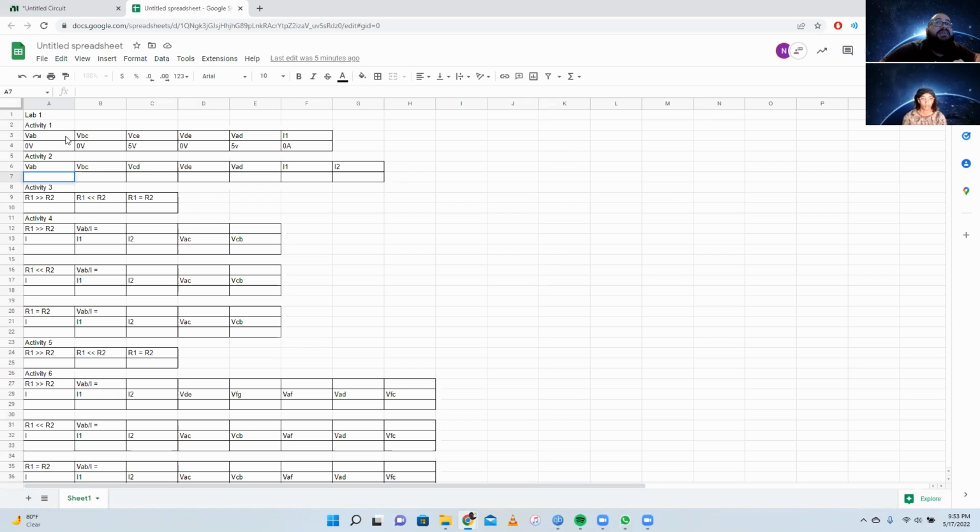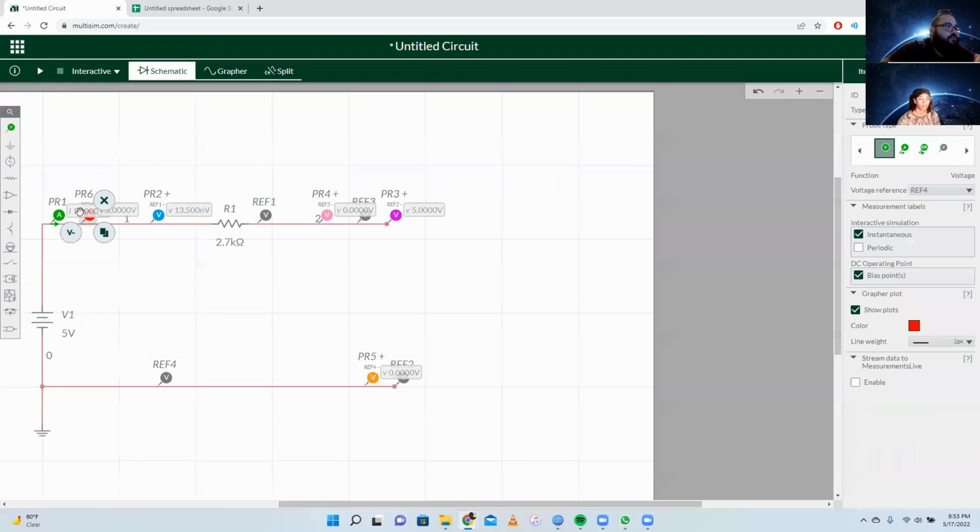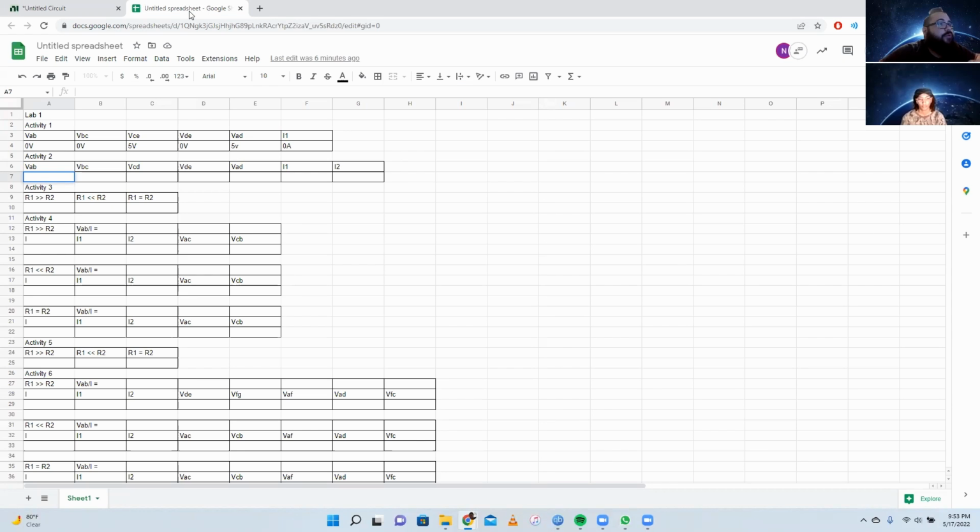Now VAD is going to be equivalent to VCE, and that's going to be 5 volts because that is measuring directly across the battery. Interestingly enough, the resistor not being there also doesn't have an impact because that part of the wiring is not connected. And then lastly, our amperage across I1, according to the system here, is in the neighborhood of 10 picoamps, but that's basically nothing. So we're going to write down 0 amps for our tabulations.